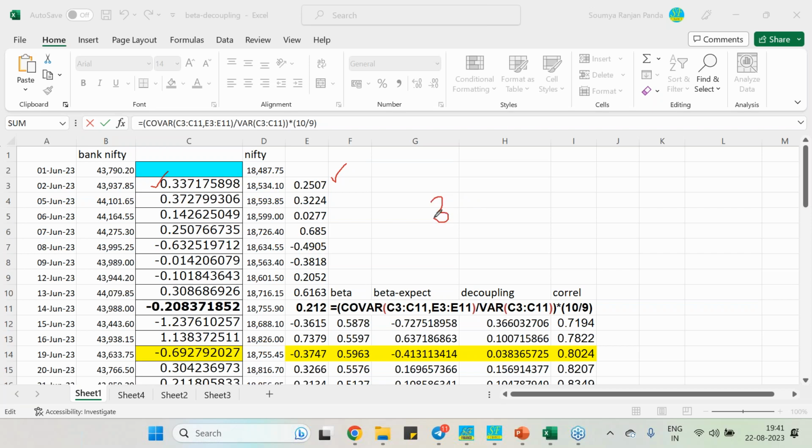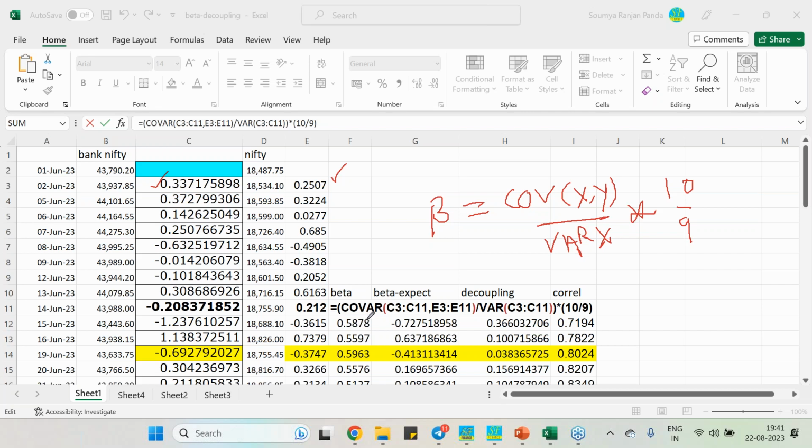So the beta formula is nothing but covariance of x and y, where x is independent and y is dependent, divided by variance of x. This factor needs to be multiplied by 10 divided by 9, because we are taking 10 days or 10 periods. This is how we find the beta.